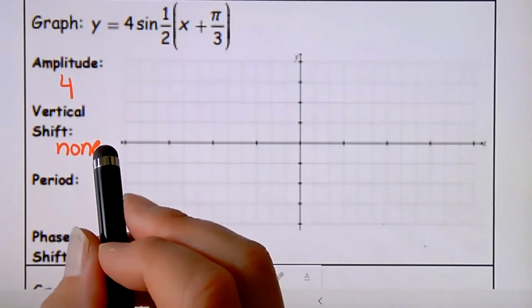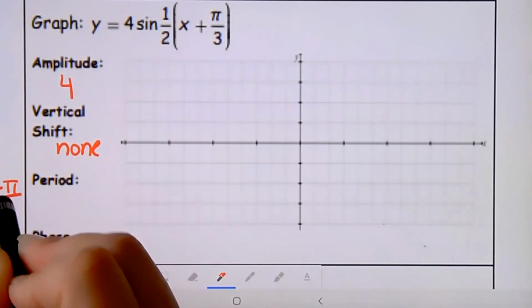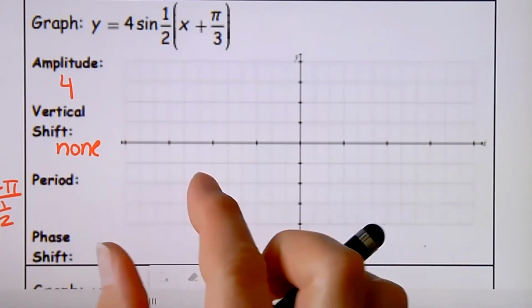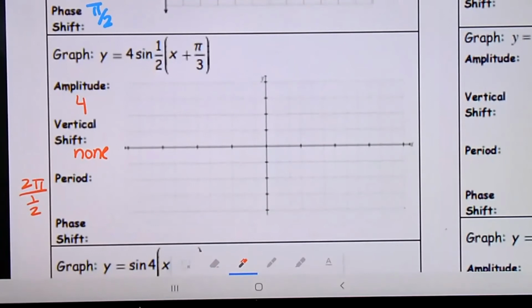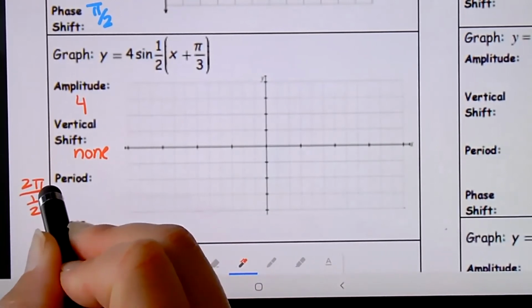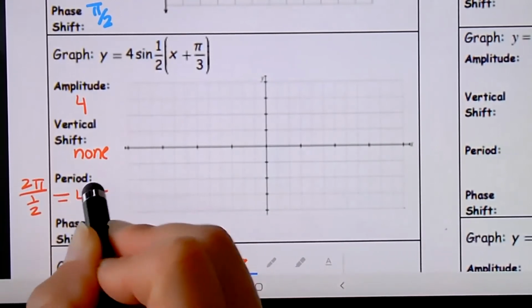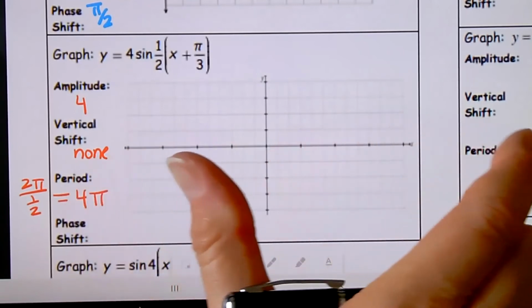My period, and this is where you want to be careful. This is going to be 2 pi divided by 1/2. But if you want to think about it, within 2 pi distance, I have only done half of a cycle. So it's going to take another 2 pi to get the whole cycle. So 2 pi divided by 1/2 is really 4 pi. Okay, so it's going to make it stretched out.